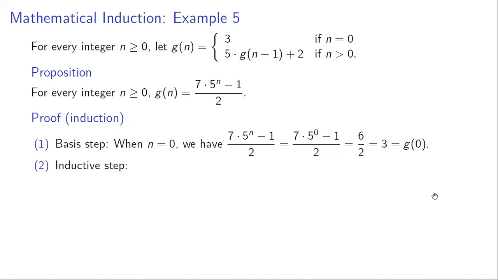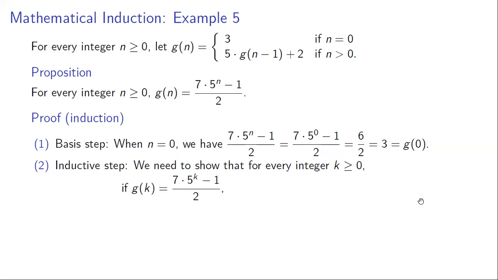Inductive step: what we need to do is show that for every integer k that is greater than or equal to 0, if g of k equals 7 times 5 to the k minus 1 divided by 2, meaning if the formula works for g of k, then I want to show that it has to work for g of k plus 1. Then g of k plus 1 should be equal to 7 times 5 to the power of k plus 1 minus 1 divided by 2. So you want to prove this.